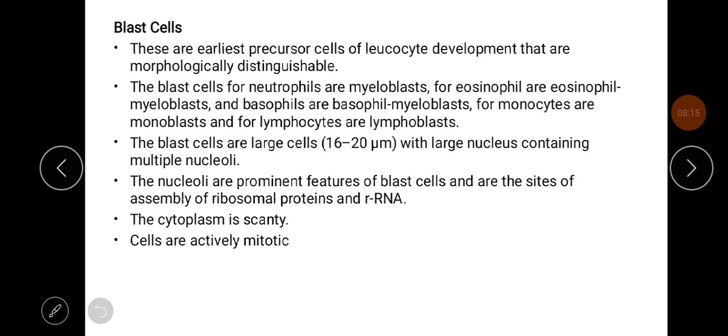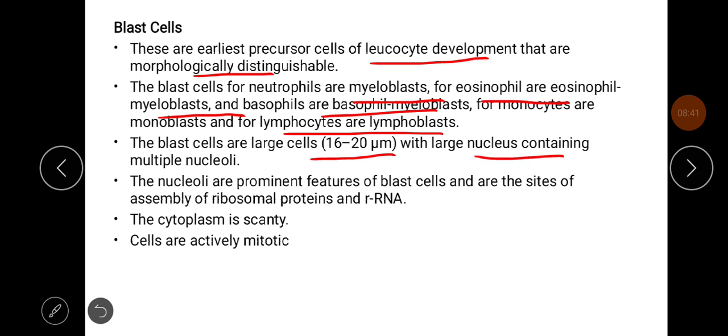Blast cells are the earliest precursors of leukocyte development that are morphologically indistinguishable. The blast cells for neutrophils are myeloblast, for eosinophil are eosinophil myeloblast, for basophil are basophil myeloblast, for monocytes are monoblast, and for lymphocytes are lymphoblast. The blast cells are large cells, around 16 to 20 microns, with a large nucleus containing multiple nucleoli. The nucleoli are prominent features of blast cells and are the sites of assembly of ribosomal proteins and rRNA. Cytoplasm is scanty, and cells are actively mitotic.